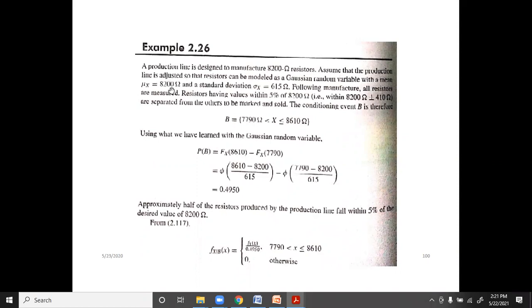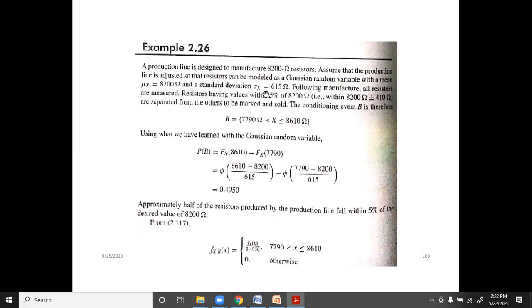with mean equal to this. Okay, mean is again 8,500 and a standard deviation of 615. Following the manufacture, all resistors are manufactured. Resistors having values within 5% of 8,200 ohm are separated from the orders to be marked and sold.